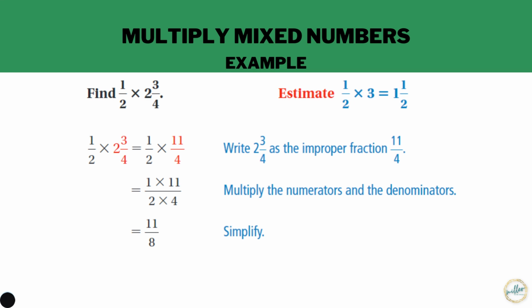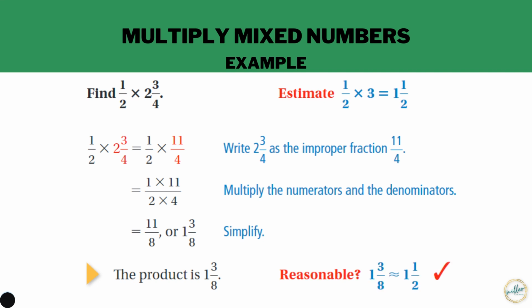8 can fit into 11 one time, and there are 3 left over. So 11/8 is equal to 1 3/8. Is 1 3/8 a reasonable answer? Originally, we estimated 1 1/2. 3/8 is very close to 1/2. So 1 3/8 is very close to 1 1/2. I would say that is a very reasonable answer.